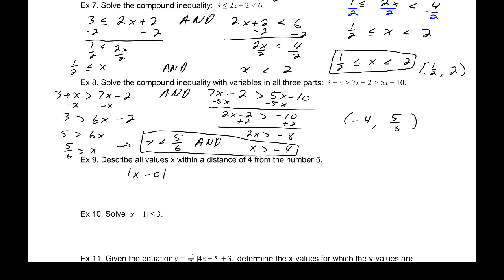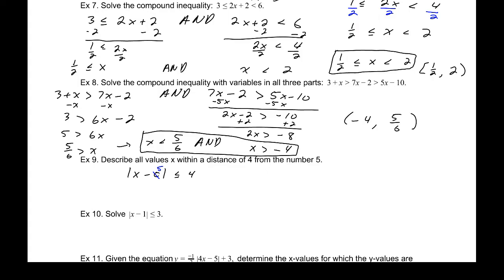let's just do this. The absolute value of x minus 5. Now the distance is 4. So it's within a distance of 4. That would be less than or equal to 4.